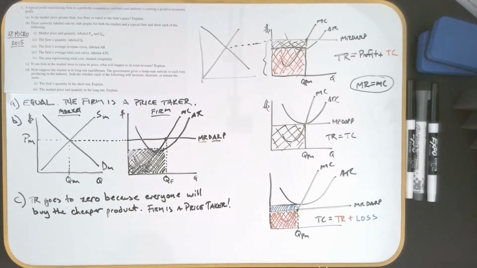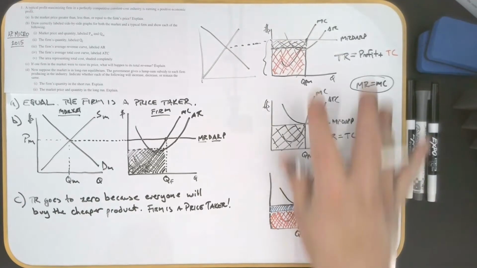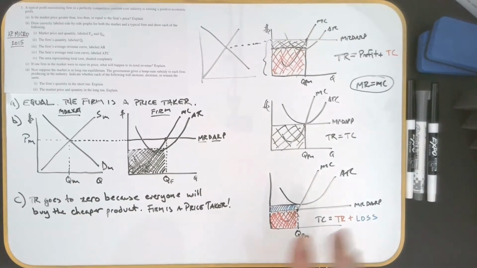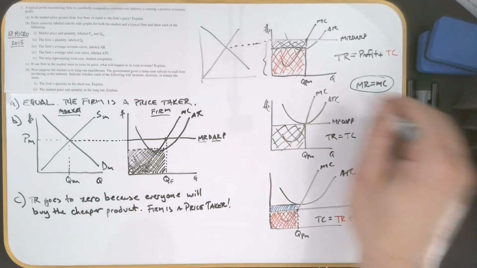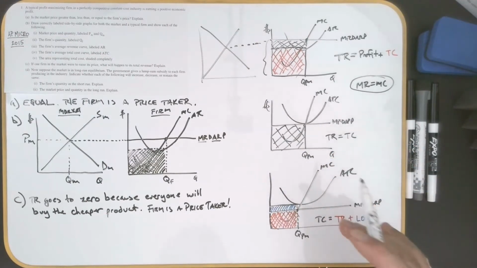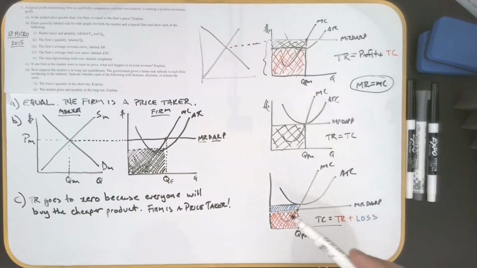Part D. Now suppose the market is in long-run equilibrium. Suppose that's true. The government gives a lump sum subsidy to each firm producing in the industry. Indicate whether each of the following will increase, decrease, or remain the same. Now, there's another good reason why I drew these here, because it'll be nice to answer this next question. So let's focus on this graph right here. You're in long-run equilibrium, okay? And you don't have to draw it, but you might want to draw it just off to the side so that you have it ready to look at.